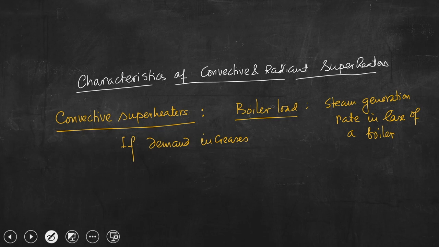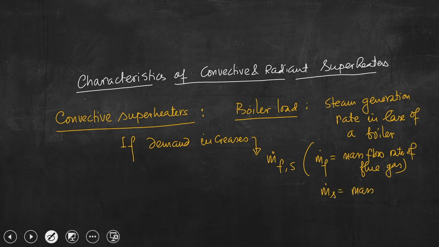So, if demand increases, its effect would be on the mass flow rate of both flue gas and steam. m dot f equal to mass flow rate of flue gas or combustion product, and m dot s equal to mass flow rate of steam. That means we need to have high steam generation inside the boiler. So, m dot s will increase.